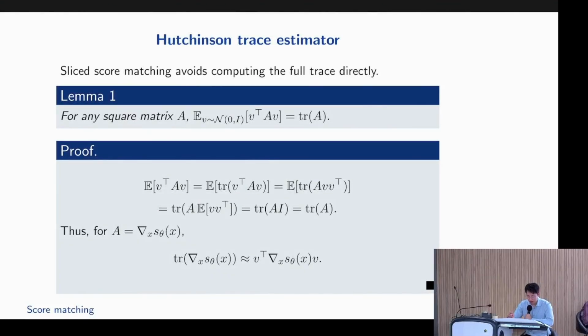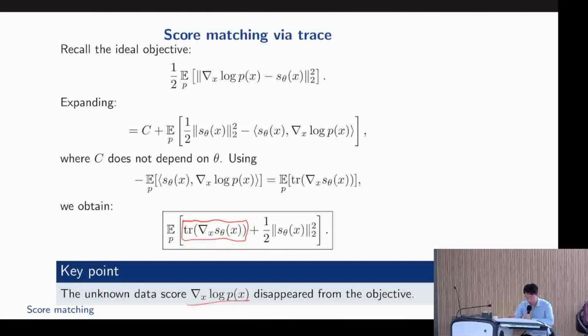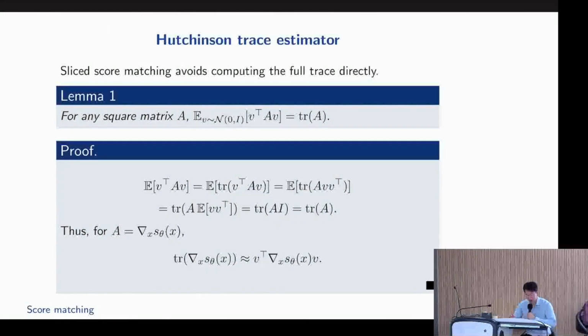Okay, so here comes a workaround. The Hutchinson trace estimator tries to estimate this trace of the Jacobian by random sampling. So first problem, we didn't have this, so we solved it, but here that's infeasible. So let's attack it from a different angle. For any square matrix A, the expectation over a random variable V sampled from the standard normal distribution of V transpose A V is equal to the trace of A.